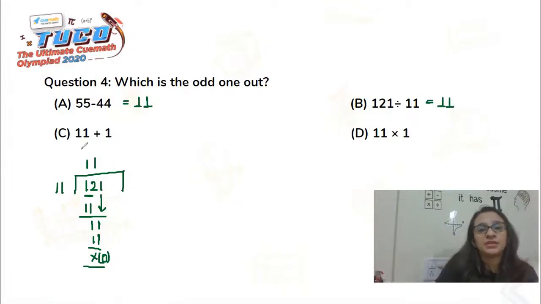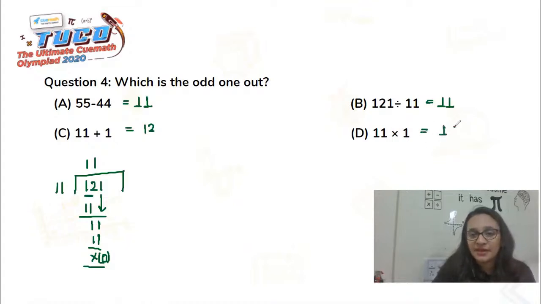Option C is 11 plus 1. You just have to add 1 to 11, which is 12. Going to option D, which is 11 times 1, we're just multiplying 11 with the number 1. And so the answer becomes 11 again.